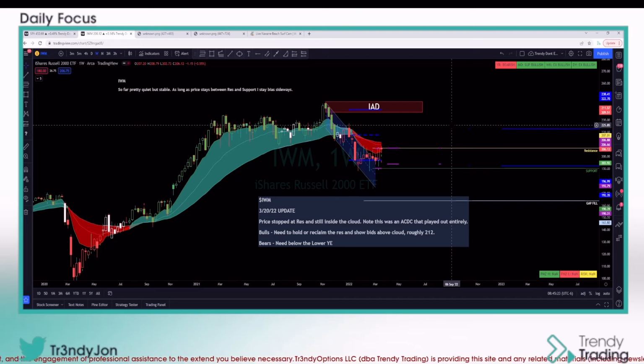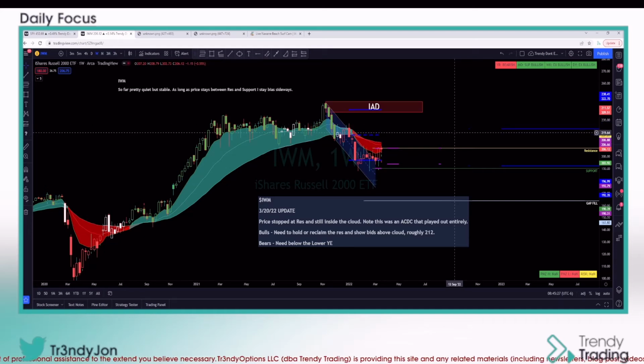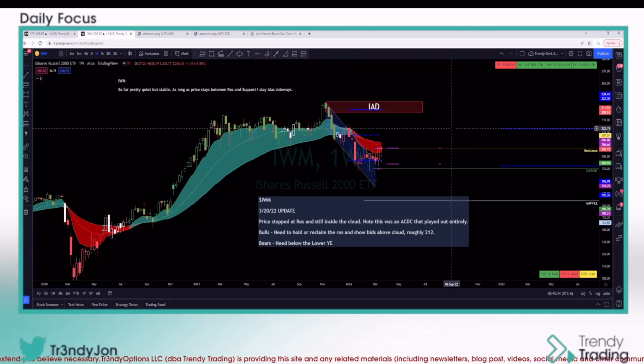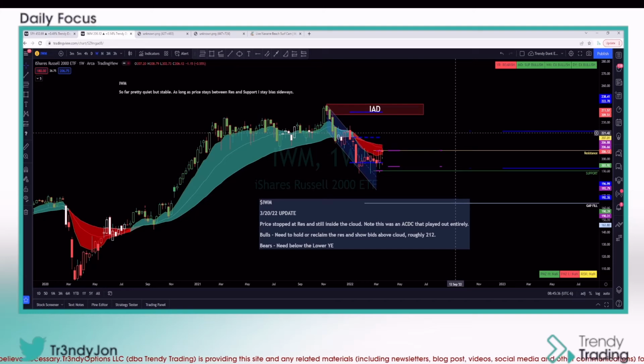Okay, so in summary, I'm bullish, buying the dip if we get the opportunity. But I don't want to get too exuberant with too many positions. Remember, we don't need that many positions.